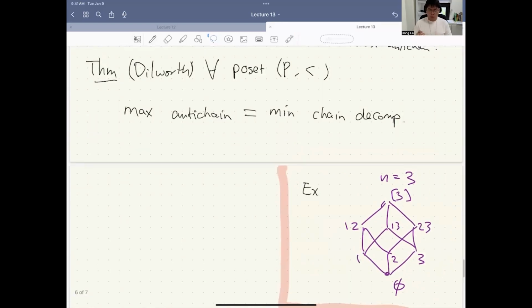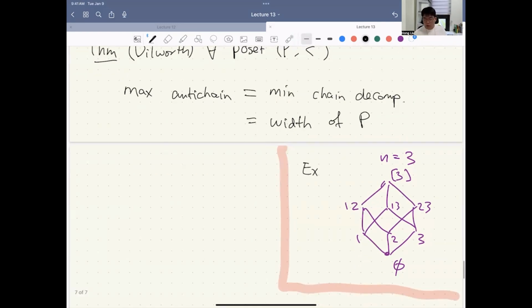Okay. By the way, we gave a name to this maximum size anti-chain. It's the width. The width of P, the size of the largest anti-chain, equals the minimum size chain decomposition. So here the width obviously is 3. The size of the largest anti-chain is 3. For example, we can take this anti-chain to be the middle layer. This is my anti-chain: 1, 2, 3, singletons, incomparable.